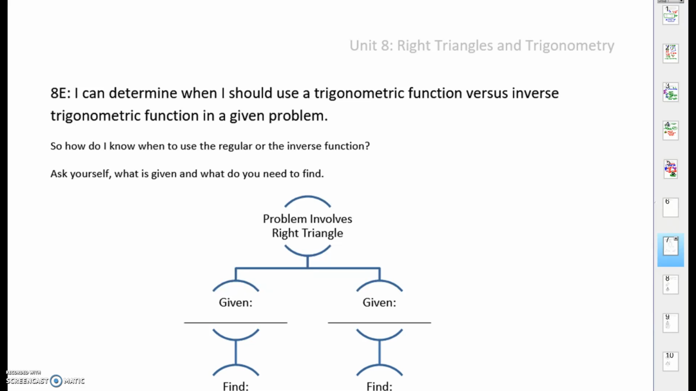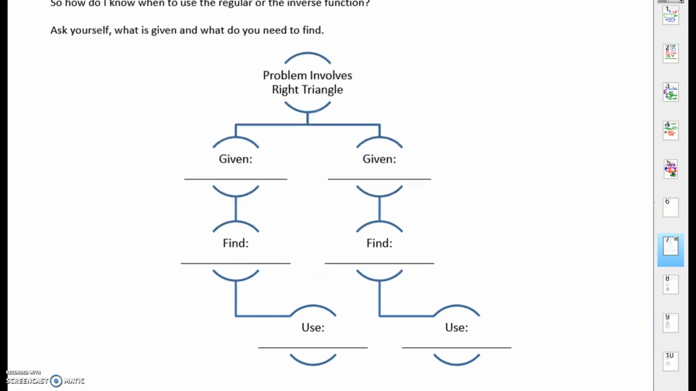So the last two lessons we learned about regular trig and inverse trig, and today we're going to learn when you use each situation. So let's start with regular trig. I use regular trig when I'm given one side and one angle of a triangle, and I'm hunting for a missing side. That's when I use regular old trig.